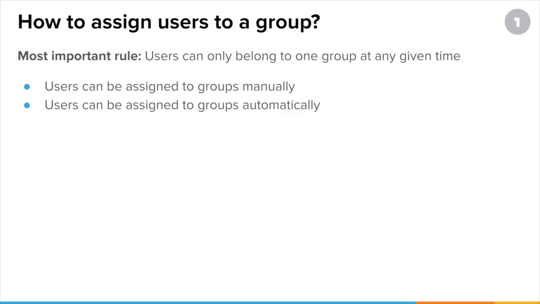The last thing we need to think about for our groups is how we're going to assign those users to a group. And remember, users can only belong to one group at any given time. Good news is we basically have two options. You can manually assign a user to a group, or you can automatically assign a user to the group. So guess what? Let's go see how we can do that.